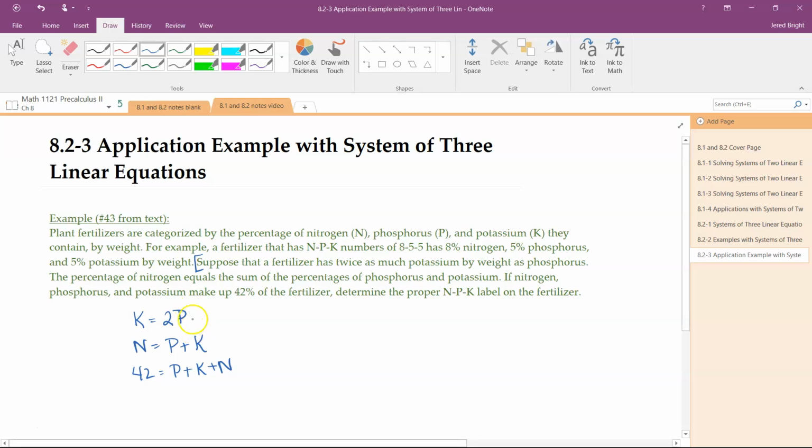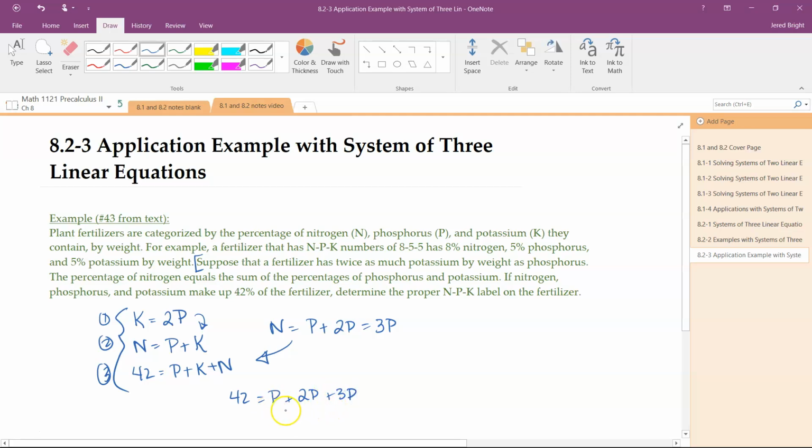So just rearranging, this is our system of equations. We can rewrite it, but it's actually all set up to do substitution. If we substitute the first equation into the second equation, then we can say that N is equal to P plus 2P, or rather 3P. And then substituting all that back in here, we get 42 is equal to P plus K, which is the same as 2P, and then N is the same as 3P.